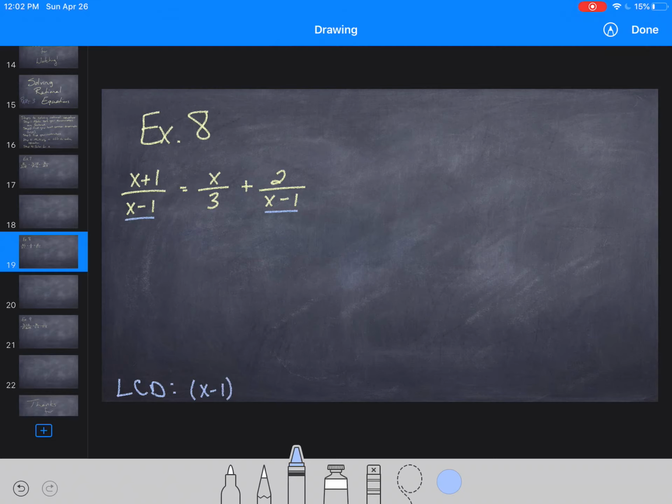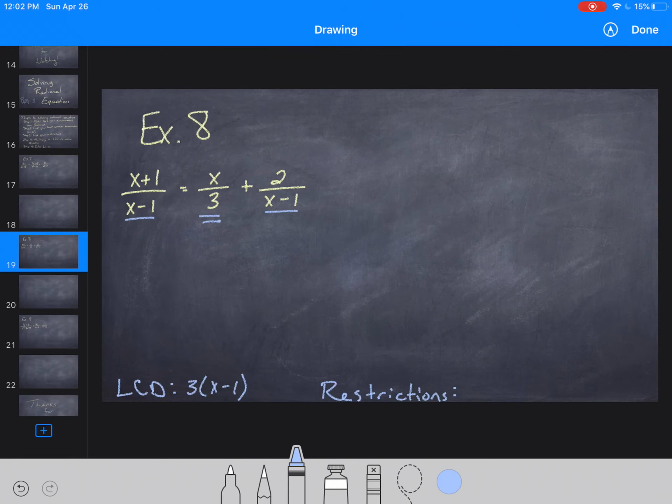My least common denominator must include every factor in my denominators. I have an x minus 1 in my first fraction and an x minus 1 in my third fraction, so I must include x minus 1 in my least common denominator. I have a 3 in my second fraction, so I must include my 3 in my least common denominator. You can put the 3 at the end, but that looks a little bit weird. We're used to seeing it the other way, so I'm going to switch this around and say that my least common denominator is 3 times (x minus 1), because this is more pleasing to the eye, only because this is what we've been used to writing all along.